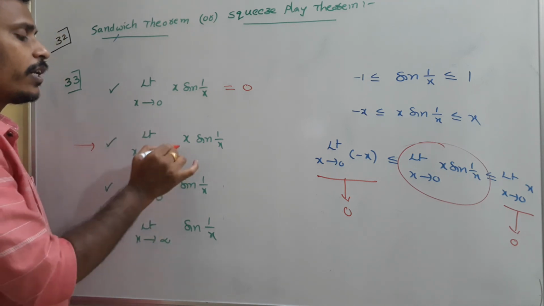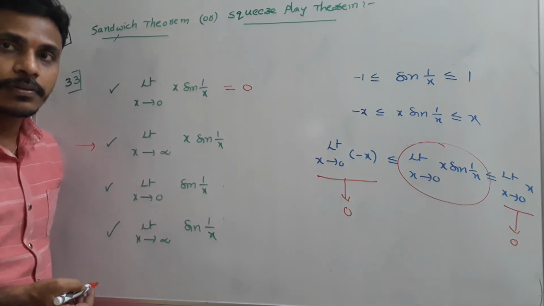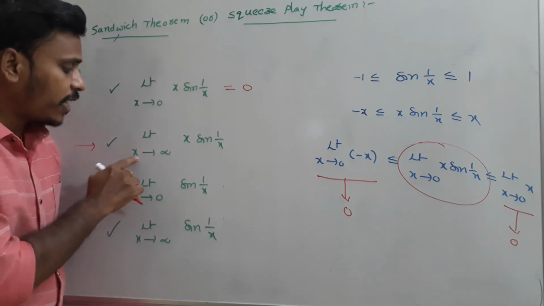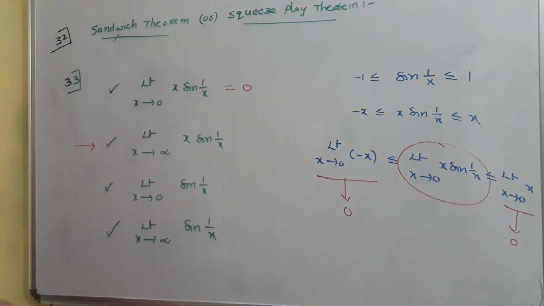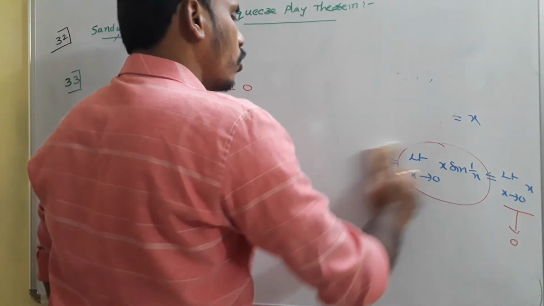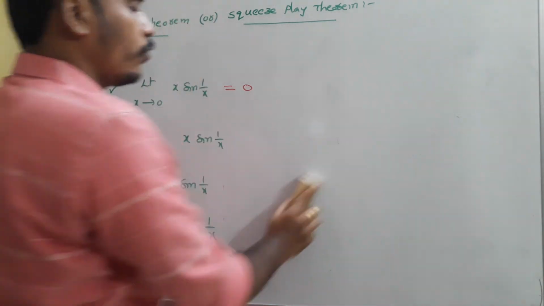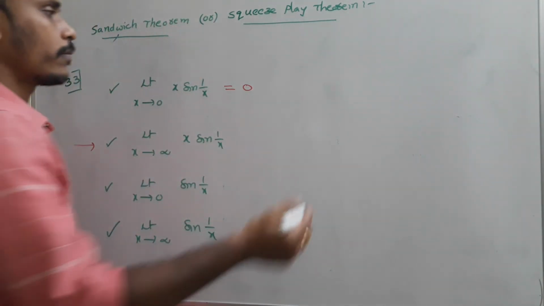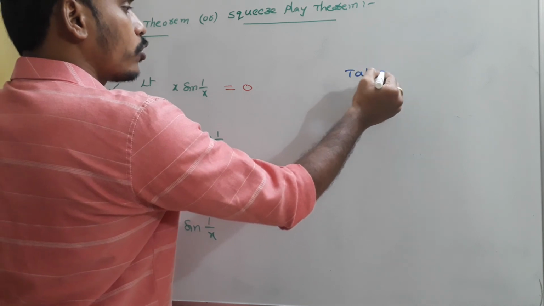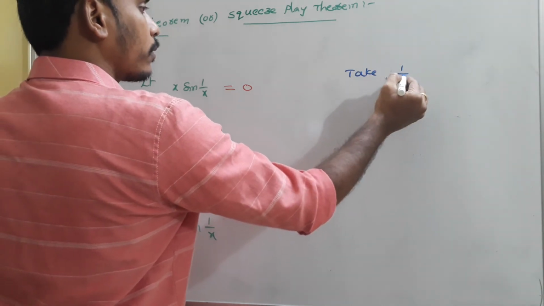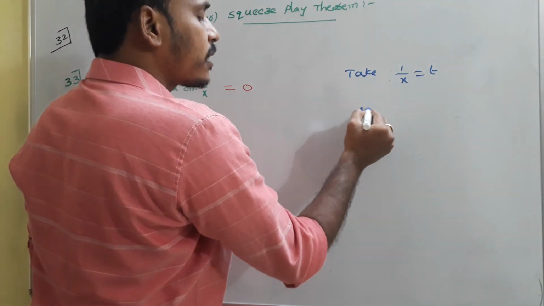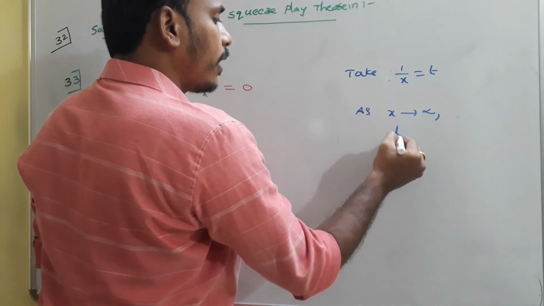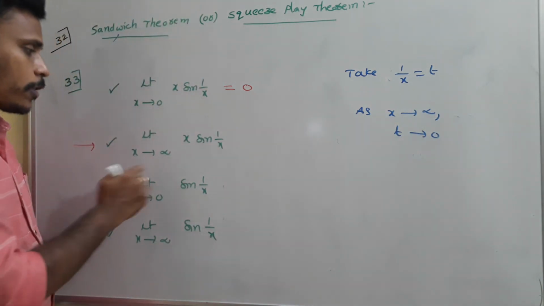Limit x tends to infinity, x sin 1 by x. So how to solve it? Yes, here x is tending to infinity, 1 by x is involved and x is involved. Simply to answer this, you just take 1 by x equal to t, or 1 by x equal to theta, anything as you wish. So if you take 1 by x equal to t, what will happen? As x tends to infinity, you will get that t tends to 0. So this problem will become like this.